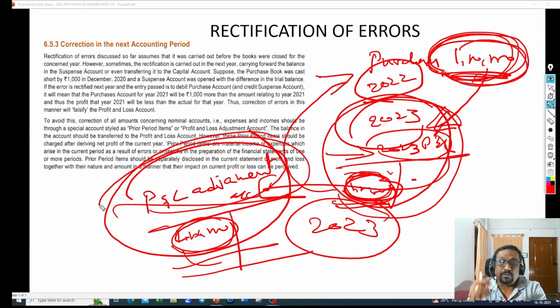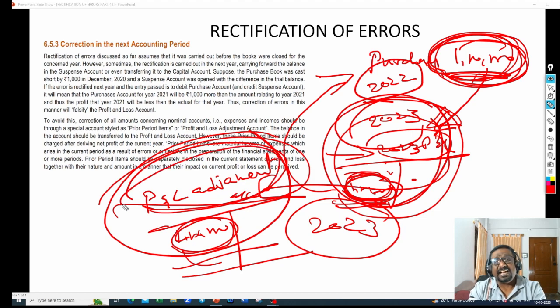That is the reason the accounting standard says that in 2023, when you are preparing the profit and loss account, you should not show these prior period items in the 2023 P&L account. They have to be adjusted in the P&L adjustment account. You need to prepare a separate account called P&L adjustment account, and you need to post them into the P&L adjustment account.